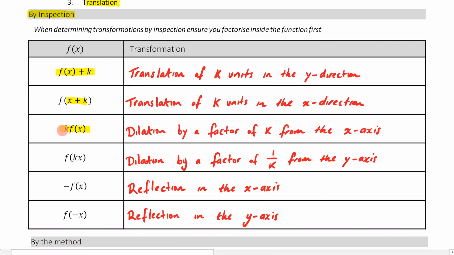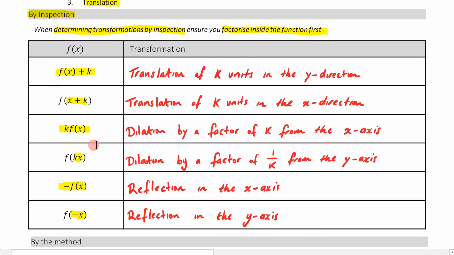If we have k times a function, we know that it's a dilation by a factor of k from the x-axis. And if we have k multiplied by x, we know it's going to be a dilation by a factor of 1 on k, so the reciprocal of it, and this time from the y-axis. If we have a negative in front of our function, it's a reflection in the x-axis. And if we have a negative in front of the x, we know it's going to be a reflection in the y-axis. Now, when we are determining transformations by inspection, you must ensure you factorize inside the function first. And we're going to go through why that's so important very soon when we go through an example.